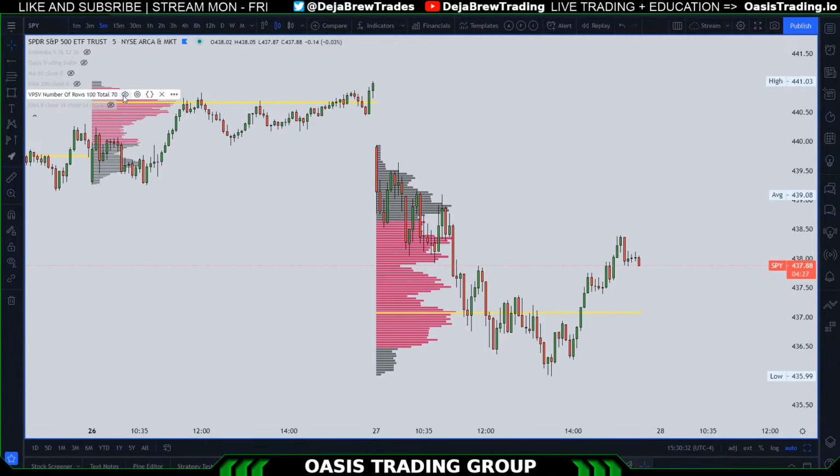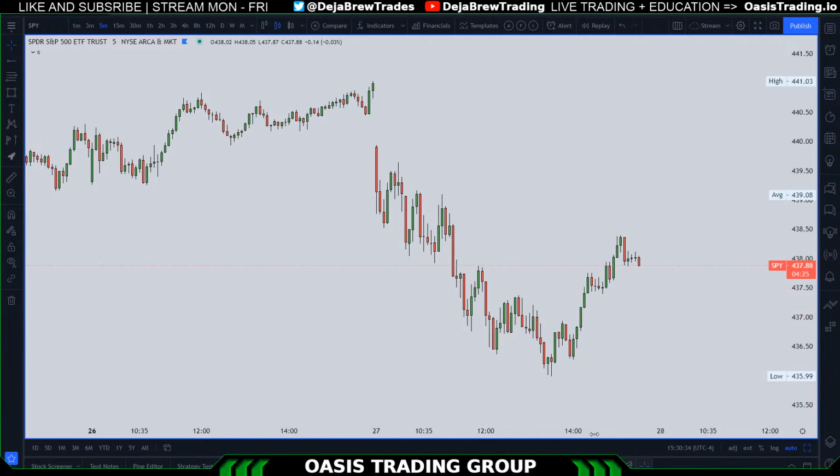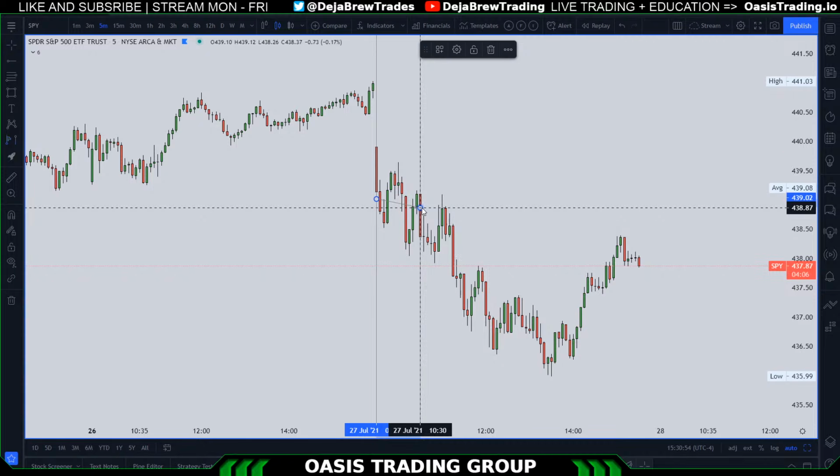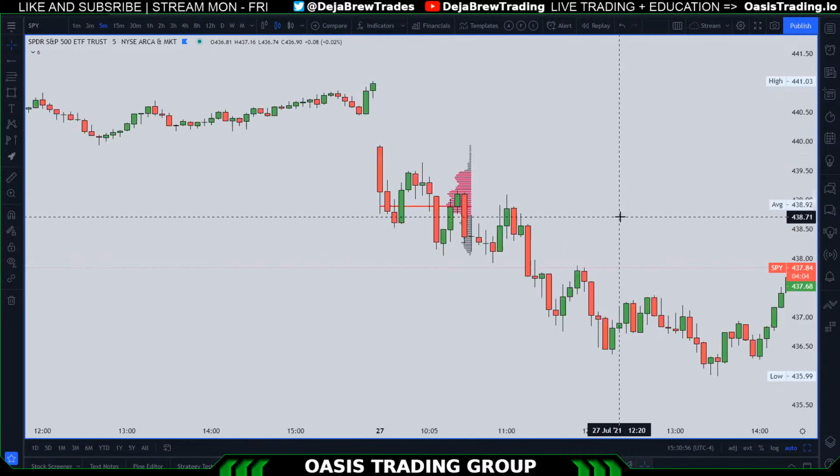Let's go ahead and hide this as well. Okay, so the first thing you do is you wait for 10:30. You got to wait the first hour. You can trade the first hour, but it's very hard to do with the volume profile technique because there is no profile. The profile has not been formed yet. Okay, so we wait for 10:30. We grab the first hour of the day.